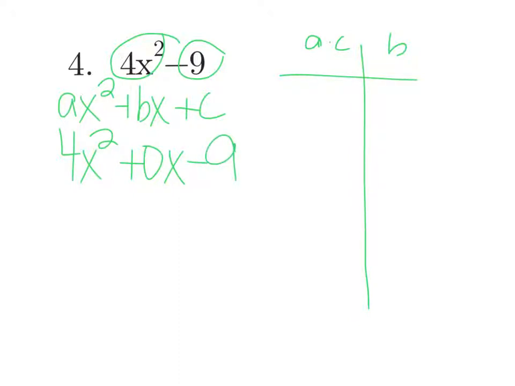All right, so a times c. So we're going to take 4 times negative 9, and we get negative 36. And my b term is a 0. So if the term is missing, it's just going to be a 0. So now we need factors.